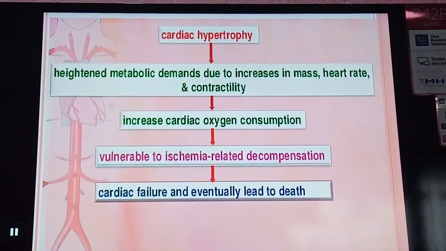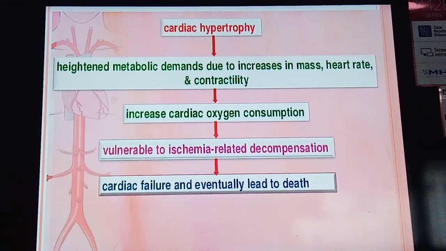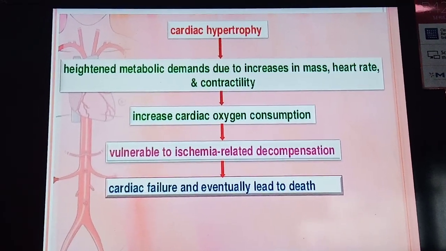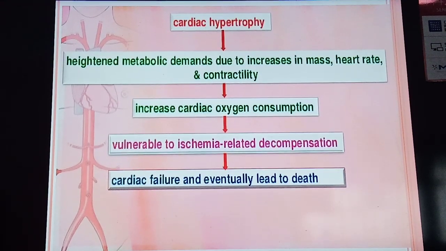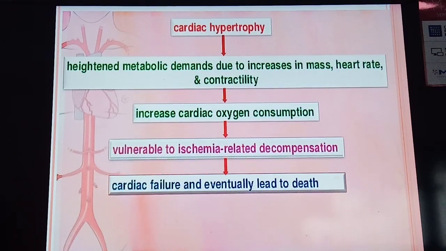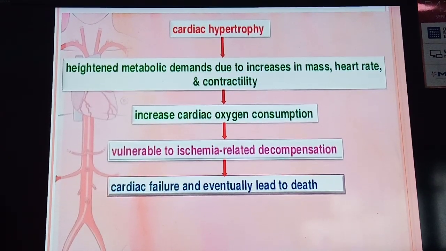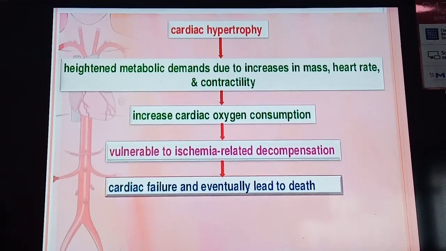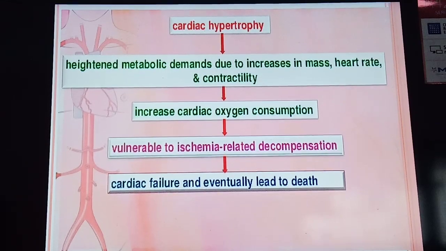So cardiac hypertrophy may lead to elevated metabolic demand due to the increase in the mass of the heart, and the heart rate and contractility may lead to increased cardiac oxygen consumption. This makes the heart vulnerable to ischemia-related decompensation, and finally there is cardiac failure and eventually death of the patient.